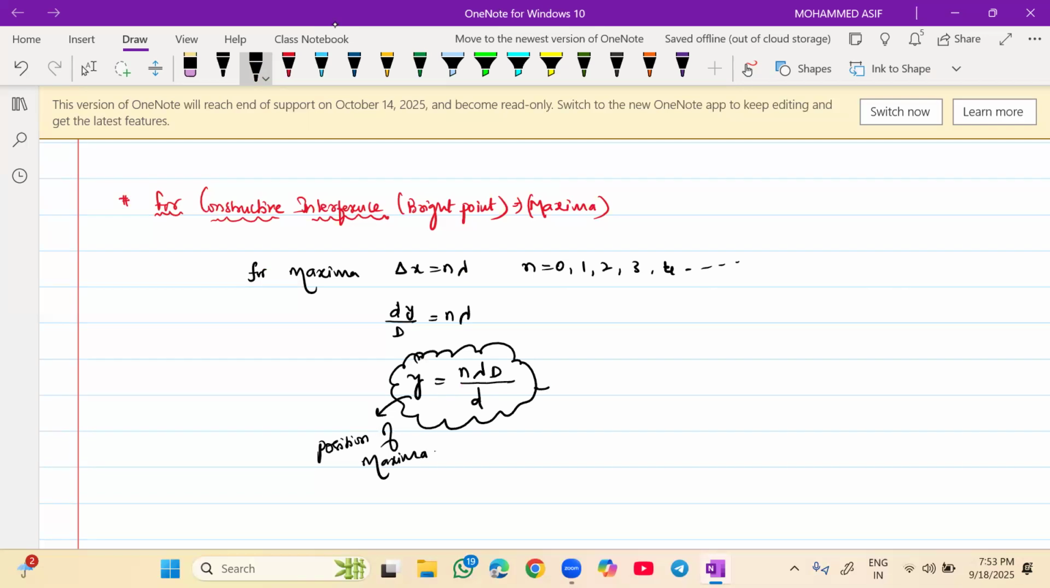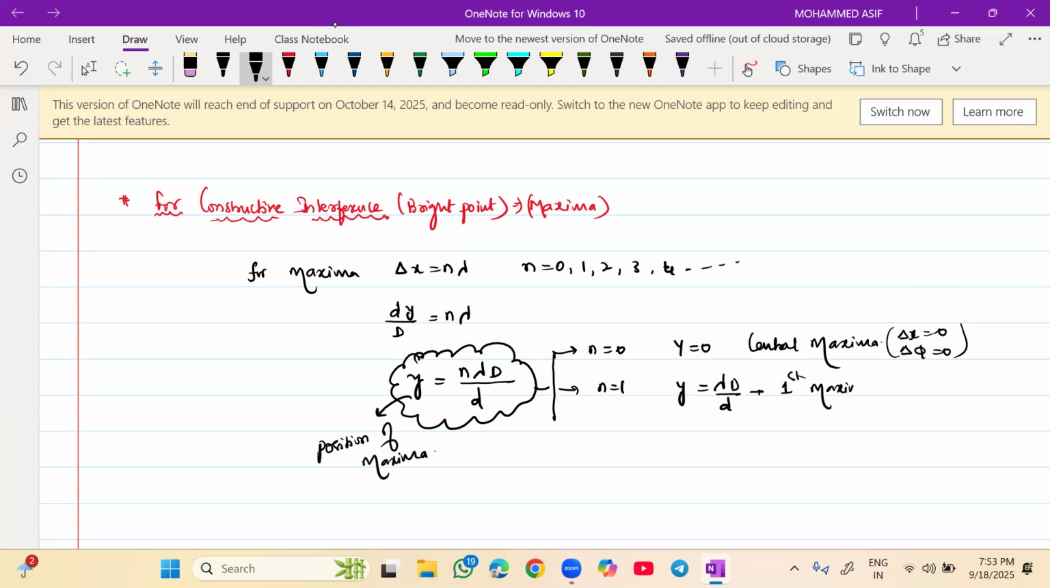Now see in this one, if I take n is equal to 0, y is equal to 0. If y is equal to 0, what do we get, beta? Central maxima. That means the point where the path difference or the phase difference is 0. Delta x is equal to 0 and delta phi is also equal to 0. If I take n is equal to 1, the first bright point, y is equal to lambda into capital D divided by small d. This is your first maxima on the screen.